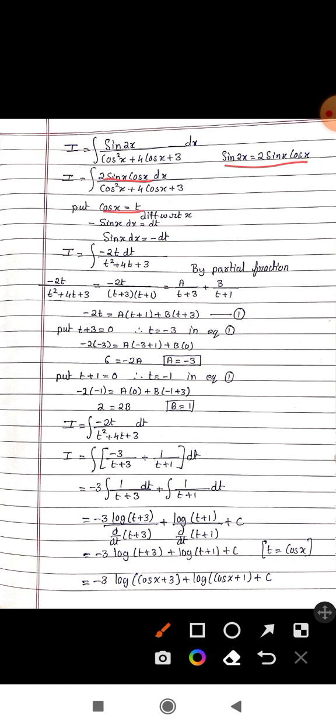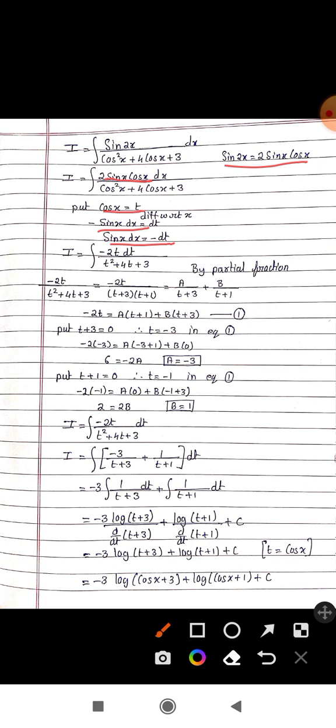Now put cos x is equal to t. Differentiate with respect to x. The derivative of cos x is minus sin x dx is equal to dt. So sin x dx is equal to minus dt.